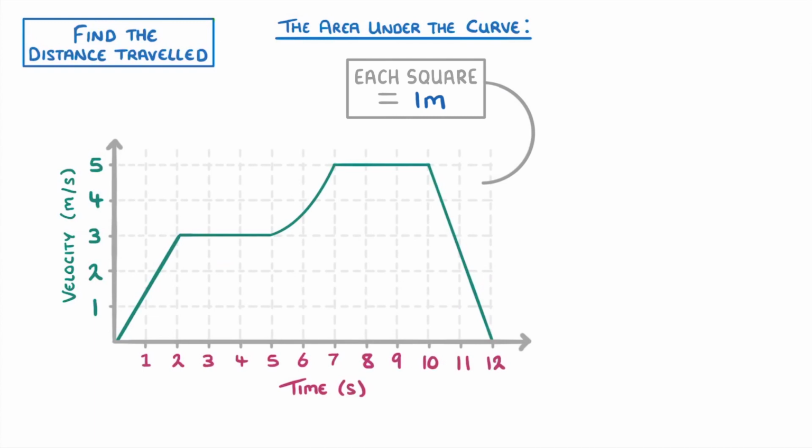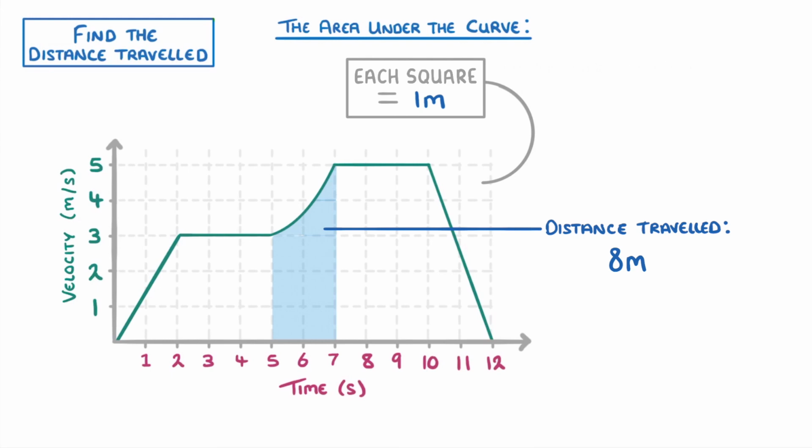So for our curved section, we've got 6 full squares, 1 square that's nearly full, and these other 2 that are almost half full. For these partially full ones, you want to try and combine them to make a full square. So here we can count these 2 halves as 1 whole. And then if we add up all of our blue squares together, we've got a total of almost 8 squares, which means that the total distance travelled over these 2 seconds would be around 8 meters.